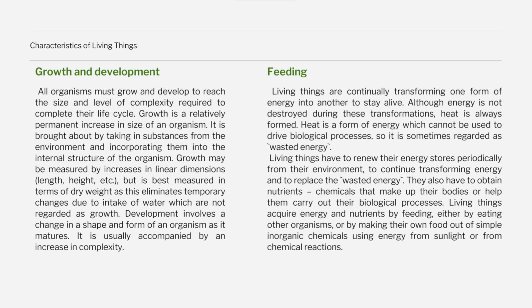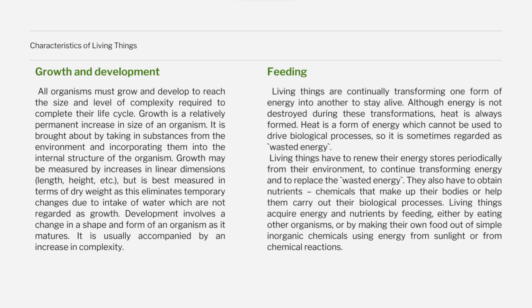Development involves a change in the shape and form of an organism as it matures. It is usually accompanied by an increase in complexity. Feeding. Living things are continually transforming one form of energy into another to stay alive. Although energy is not destroyed during these transformations, heat is always formed. Heat is a form of energy which cannot be used to drive biological processes, so it is sometimes regarded as wasted energy.